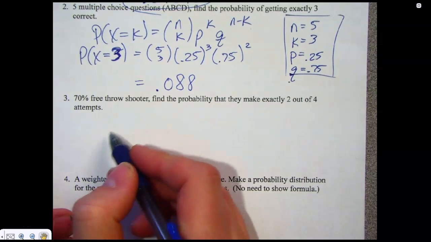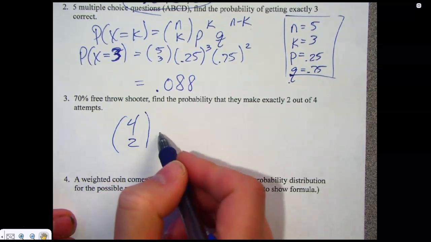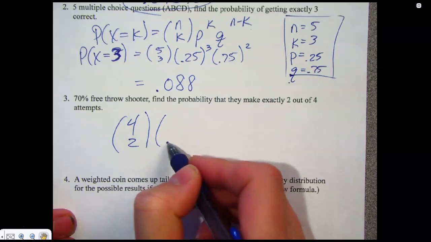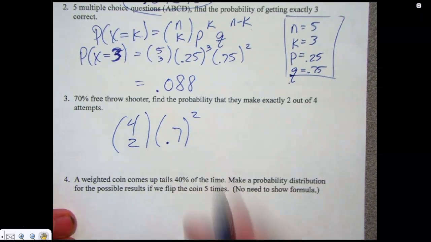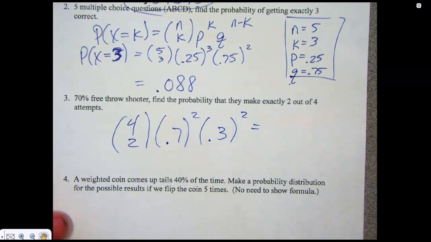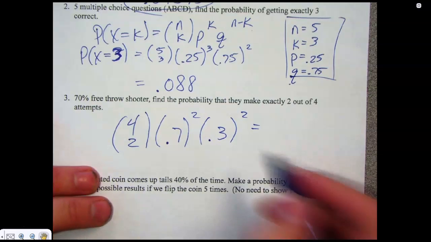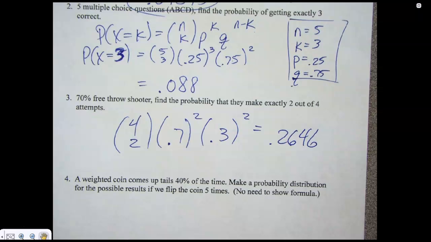Okay, so there's 4 attempts. We want to make 2. The probability of success is 0.7. We need to succeed 2 times. The probability of failure is 0.3. We need to fail 2 times. And that comes out to 0.2646. How many had that? Good. Questions?